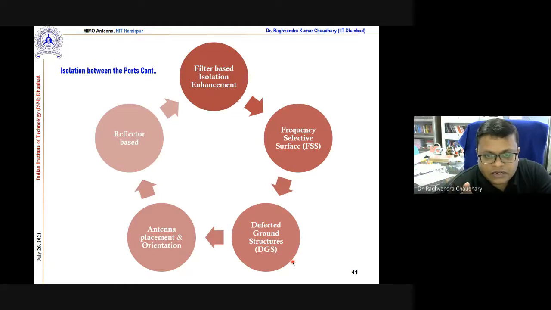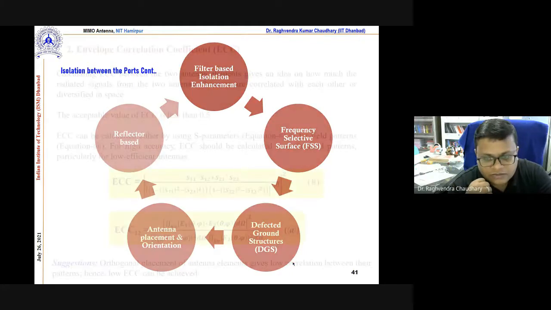First is the filter-based isolation technique. Second is frequency selective surfaces, which may be metamaterials or different kinds of structures. Another is defected ground structures. Another is a very mechanical thing, which people are using and works very fine, but it consumes space: antenna orientation. The last one is vector based, or some people also say lines.